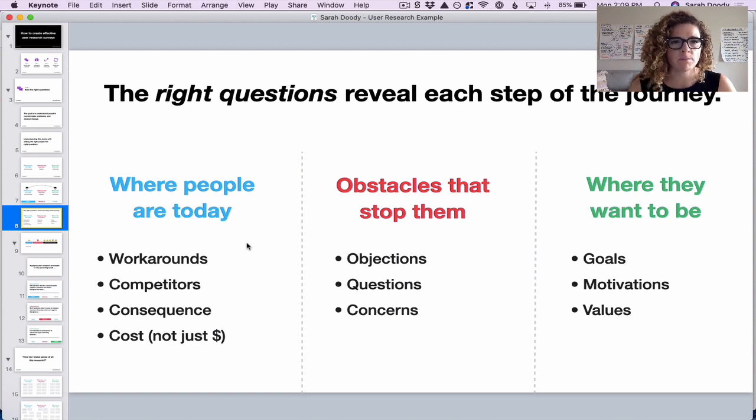And finally, where do they want to be in the future? Well, we want to know the reality of where they want to be in the future, but what are the underlying things? Maybe they want a new job, but they don't just want a new job. They want more time with their family. They want respect because they feel like they're not respected by their boss at their current company. So not just the tip of the iceberg goal, but what are all the underlying goals and motivations that maybe people have to get from where they are today to where they want to be in the future.